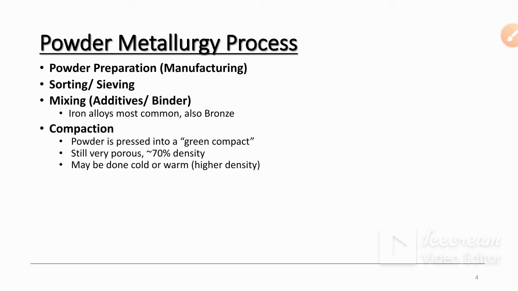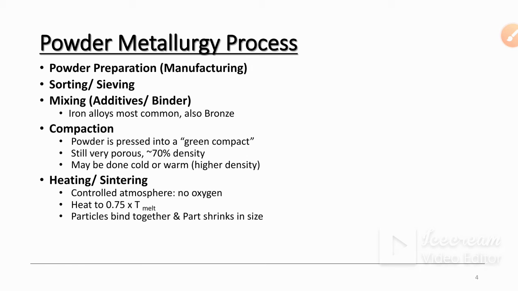Then compaction means compression. Okay, so powder is pressed into a green compact, so still very porous, 70% porous. It may be done cold or warm compaction. Okay, so if you do warm compaction, then there will be a higher density. Okay, and there will be tough material or tough product formation.